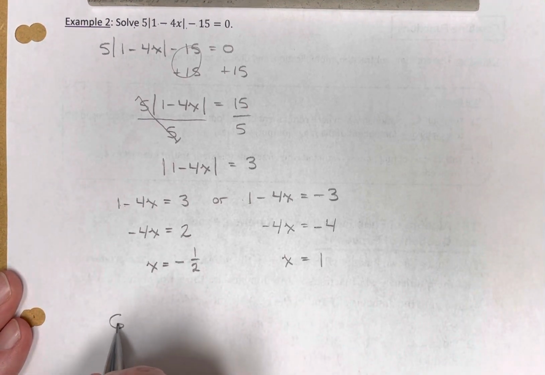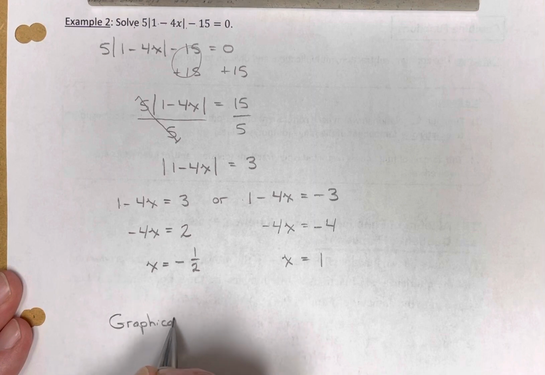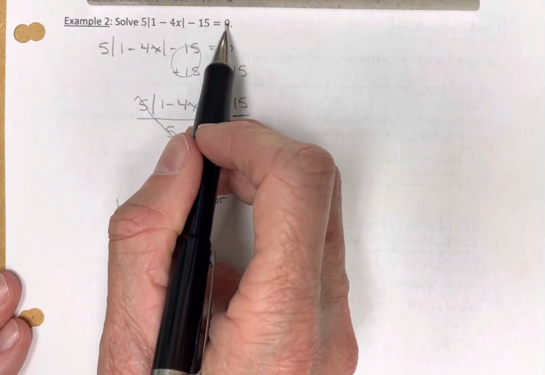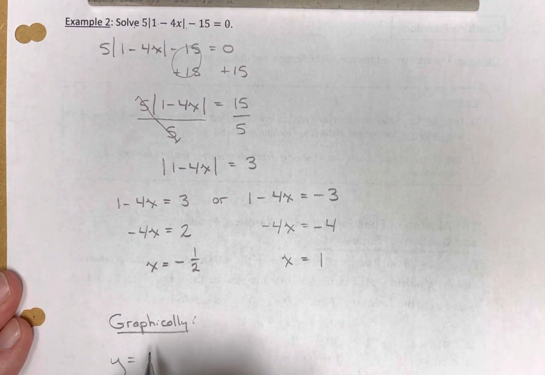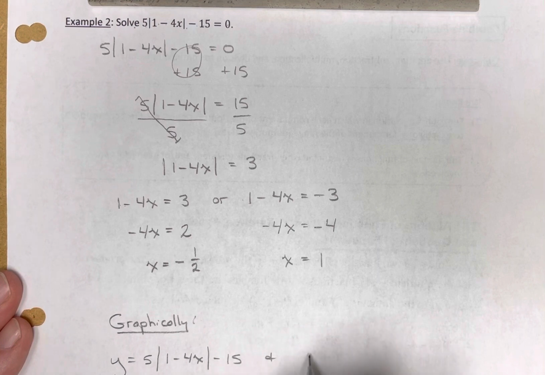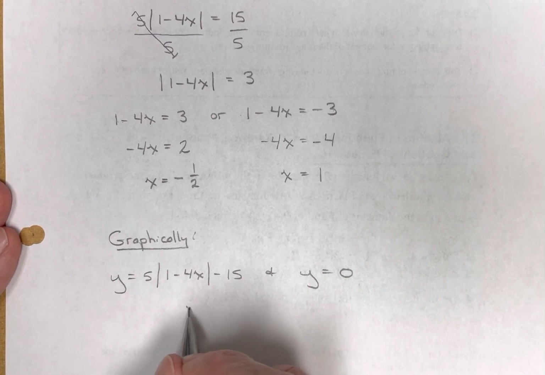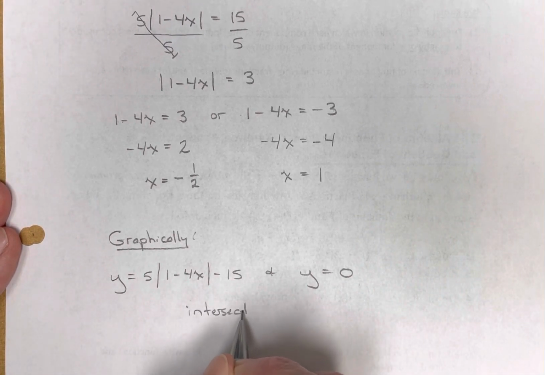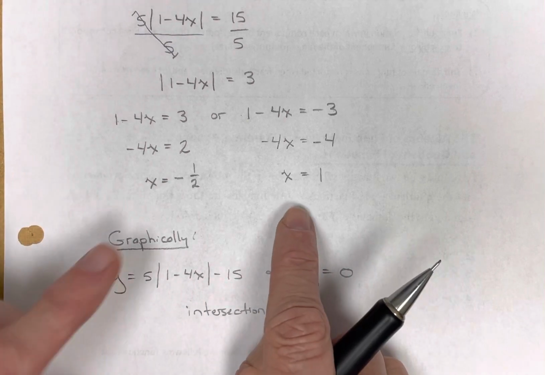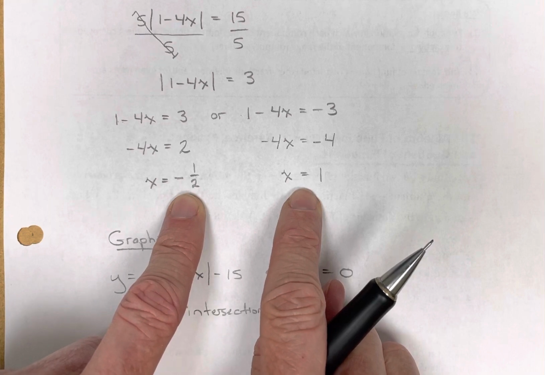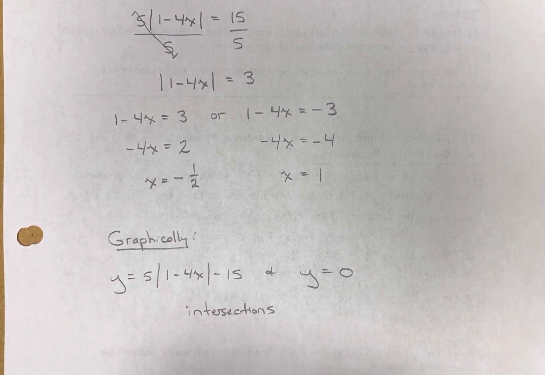Let's take a look at this graphically. As always, we're going to do a y equals left side and a y equals right side. So y is equal to 5, absolute value, 1 minus 4x, close absolute value, minus 15, and y equals 0, which is the x-axis. And we are again looking for the intersection. And I'll put an S on here because absolute value is a V, I often will have two intersection points, two answers. And so let's take a look.